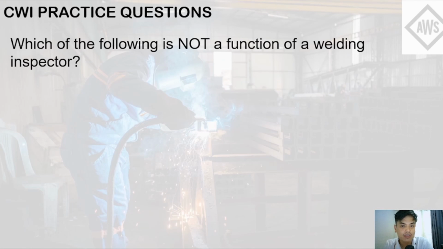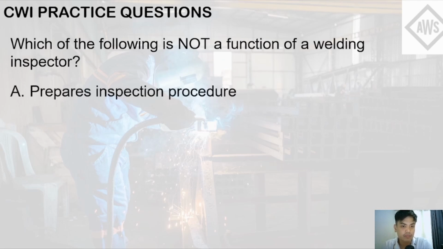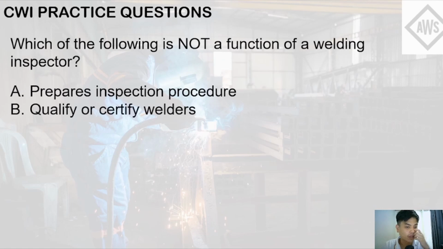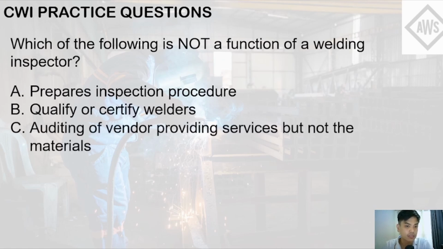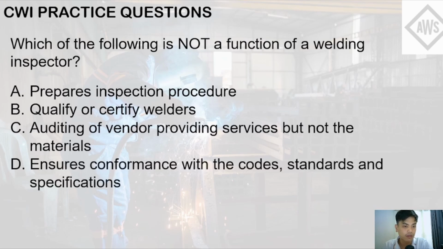Which of the following is not a function of a welding inspector? A, prepares inspection procedure. B, qualify or certify welders. C, auditing of vendor providing services but not the materials. D, ensures conformance with the codes, standards, and specifications. So basically, these are the functions of a welding inspector.